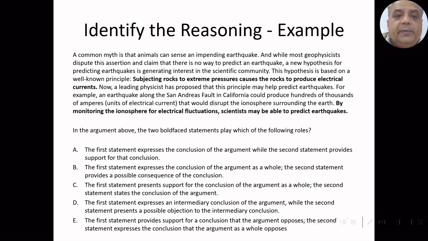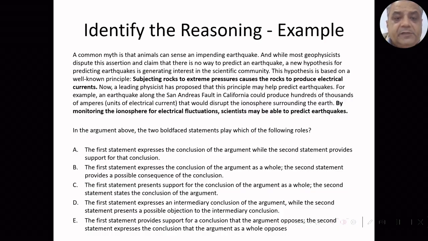For example, an earthquake along the San Andreas Fault in California could produce hundreds of thousands of amperes, units of electrical current, that would disrupt the ionosphere surrounding the Earth. By monitoring the ionosphere for electrical fluctuations, scientists may be able to predict earthquakes. In the argument above, the two bold-faced statements play which of the following roles? So let's read the options.